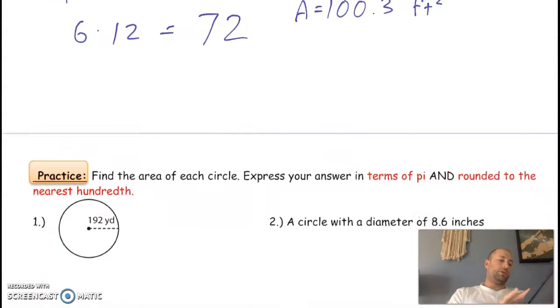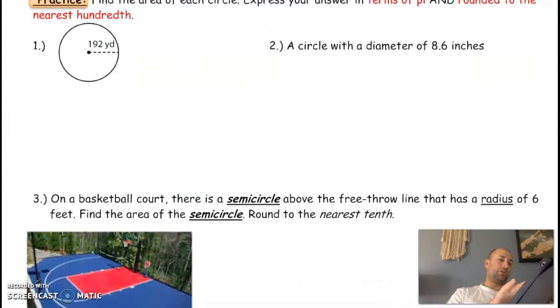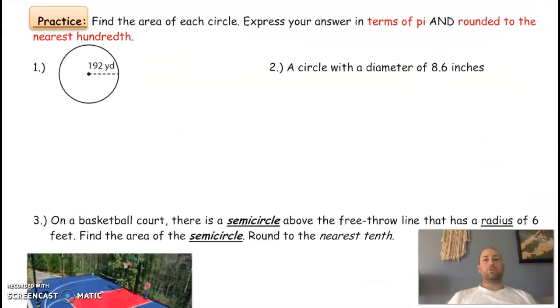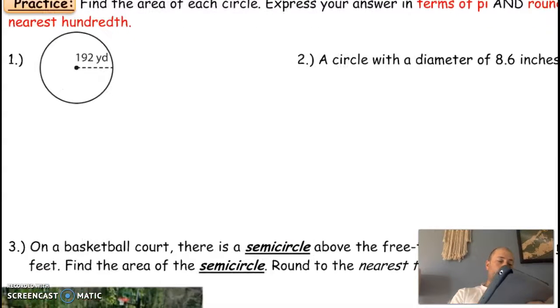We're going to do these first 3 practices. All right. So each time I want you to do it, then I'll show you the answer. So first, I want you to find number 1, and you're going to put both in terms of pi and round to the nearest hundredth. So do that now.